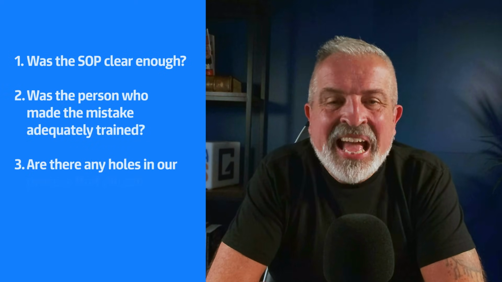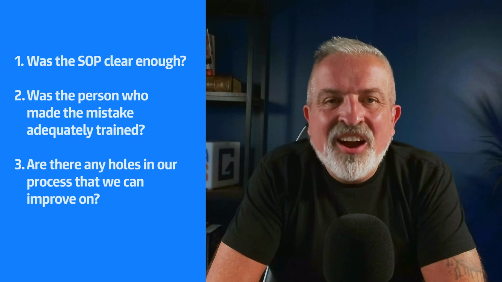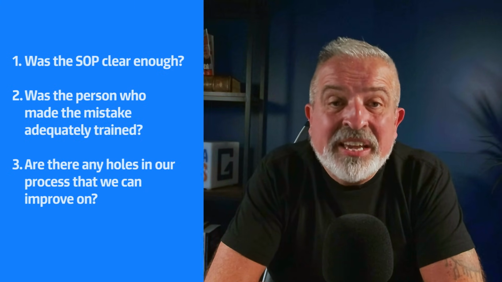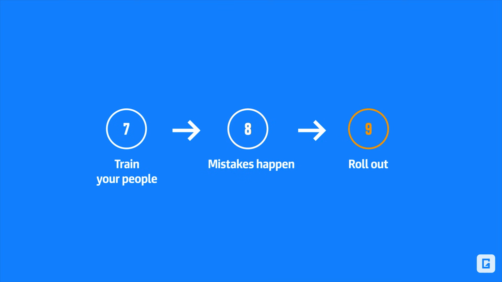Here are some questions to ask. 1. Was the SOP clear enough? 2. Was the person who made the mistake adequately trained? And 3. Are there any holes in our process that we can improve on? When you approach mistakes like that with your people, you can only make things better. Step 9 is roll it out. Implement the Kanban system across your facility wherever you see it adding value.